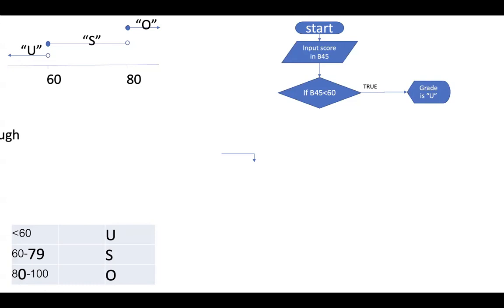grade is U, for sure no more checking, because if it goes to this direction, for sure it is less than 60 and that person has to get the U grade. Next, if it's not less than 60, see in the number line. If the score is not less than 60, it might be possible to decide. Any score that is not less than 60 is greater than or equal to 60, right? So in this case, we cannot finalize which grade the student should get, because we still have two possible grades, either S or O. Then you have to check first whether it's S or not. After that, if you check and it's not S, you give O to that person.